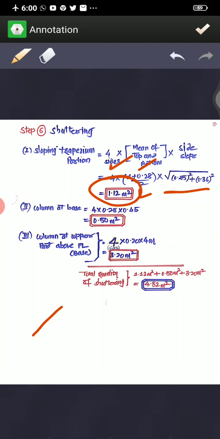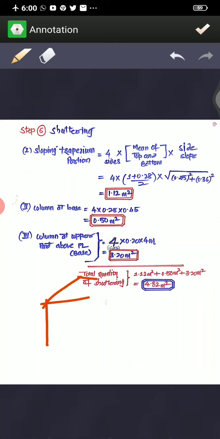Then the column base, it is very simple. The column base will be like this.